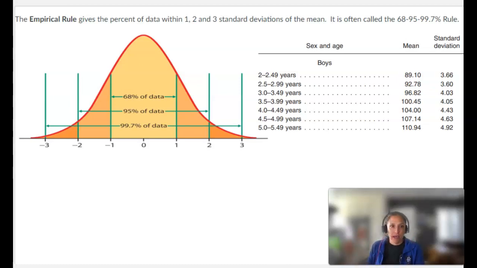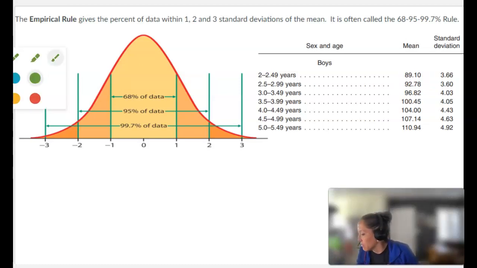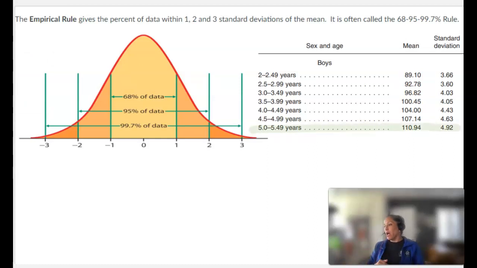So I went ahead and found the CDC health data in terms of growth charts for boys and girls. My kiddo is about to be 5, so I grabbed this section where we have boys 5 to 5.5 years old. This is when we get that growth chart at the hospital, right? Every time you go, there's a new dot. And so the mean and standard deviation for boys in that age range is 110.94 centimeters and 4.92 centimeters, respectively.